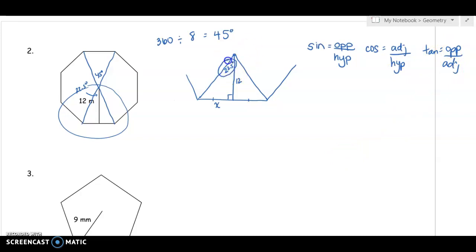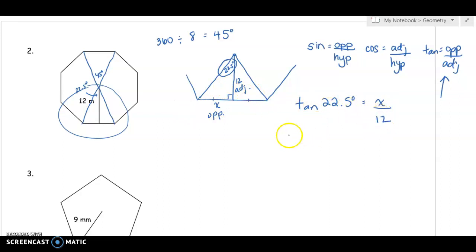Here's our angle. This side here is the opposite side because it's across from it, doesn't touch it. And this side here is the adjacent. Remember, the hypotenuse is always across from the right angle, so this piece, even though we're not using it, is the hypotenuse. So we've got opposite and adjacent, which means we're going to use tangent. The tangent of the angle, 22.5, equals opposite x over adjacent, 12.